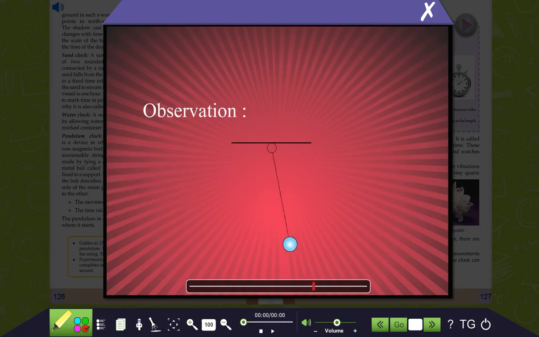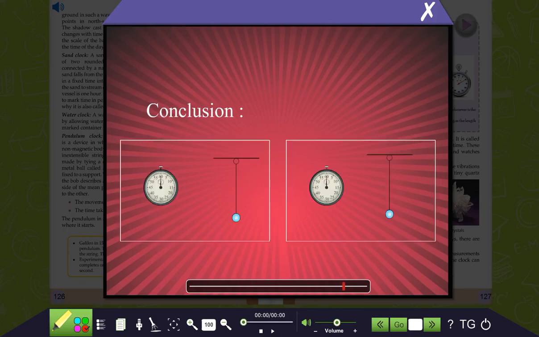Observation. You will notice that the time of oscillation remains the same in every situation, whatever is the length of the arc made by the oscillating pendulum. Conclusion. In every position, a pendulum takes equal time to complete one oscillation as long as the length of the string remains constant.